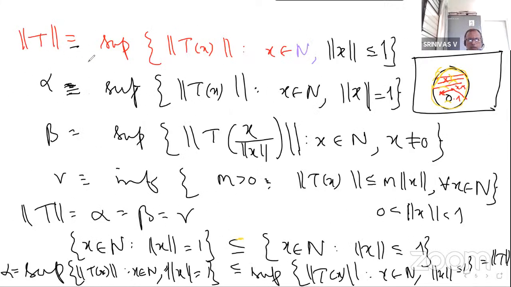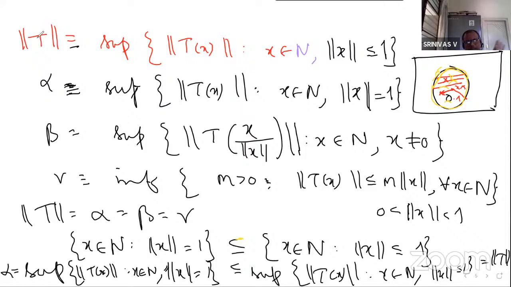So all these four quantities are equal. From here, we define this kind of functions to be bounded linear maps. If your linear map T satisfies this, we call it a bounded linear map. And you can see in theorem 3.4.1 that boundedness is equivalent to continuity. That's how bounded linear maps will be equivalent to continuous linear maps.